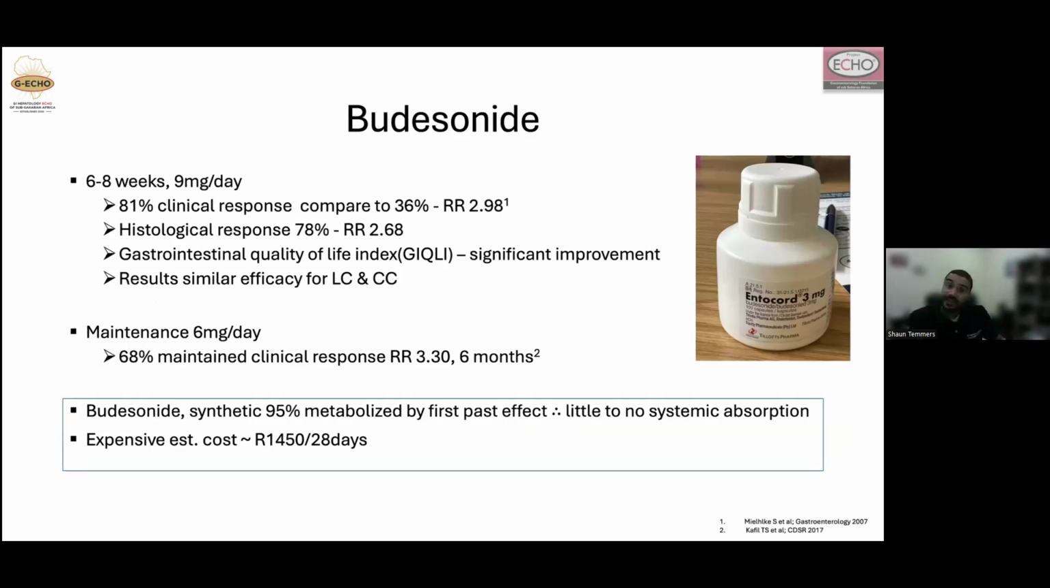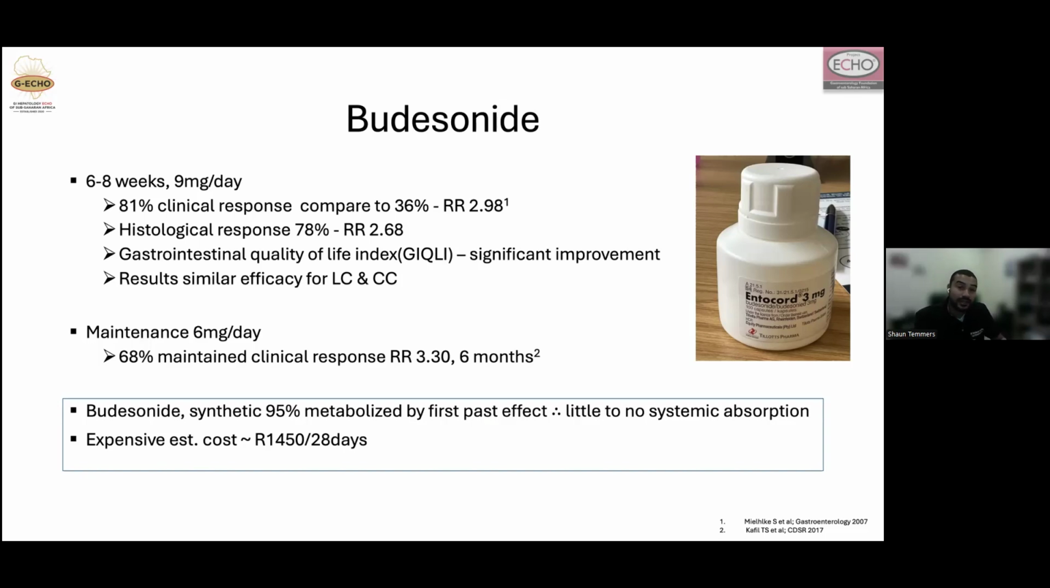Budesonide has been shown as the only therapy in these patients that has shown some form of clinical improvement for patients that suffer from microscopic colitis. There's an 81% clinical response when used at a dose of 9 milligrams per day for between 6 and 8 weeks. It shows significant histological response at around 78%, relative risk being about 2.68.